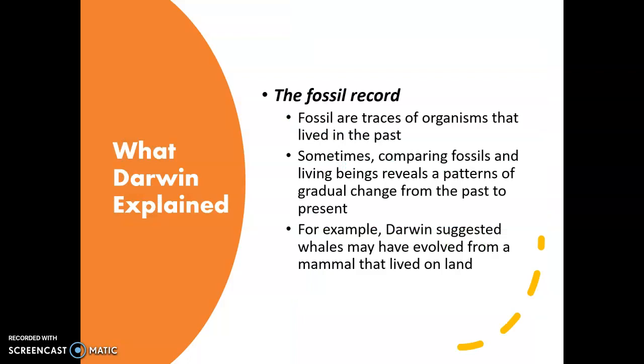Okay, so here is what Darwin explained. The first thing is going to be the fossil record. Fossils are traces of organisms that lived in the past. Sometimes comparing fossils and living beings reveals a pattern of gradual change from the past to the present. For example, Darwin suggested that whales may have evolved from a mammal that lived on land.